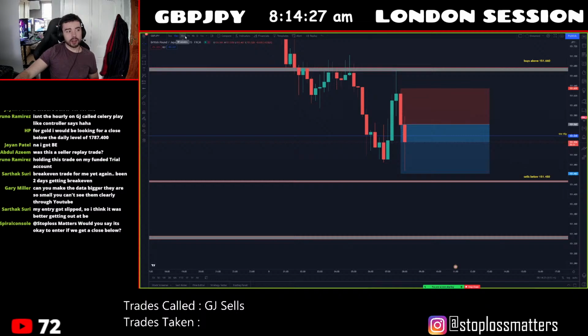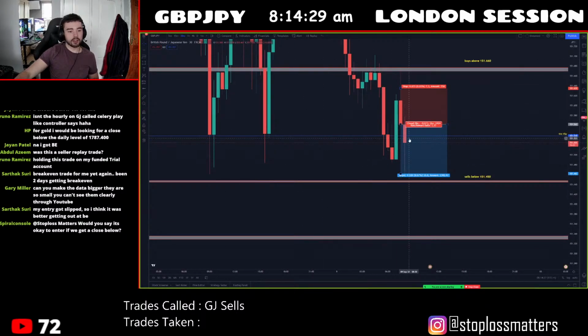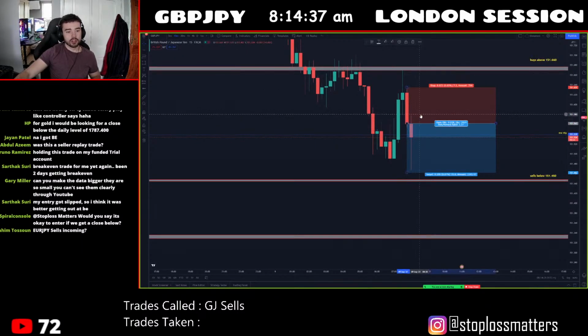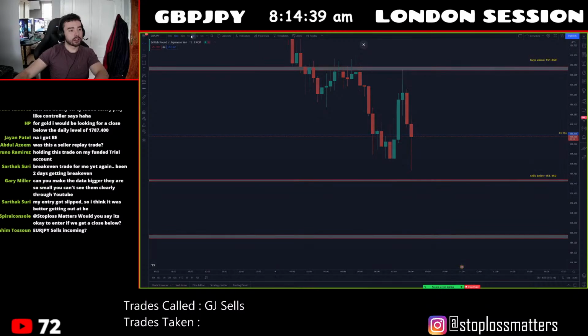Would you say it's okay to enter if you get it closed below? Yeah, I think a solid close like here. But you can see in 29 seconds time we're not getting this closure, and it's really respecting the zone. So for me, I'm going to be waiting a bit longer.